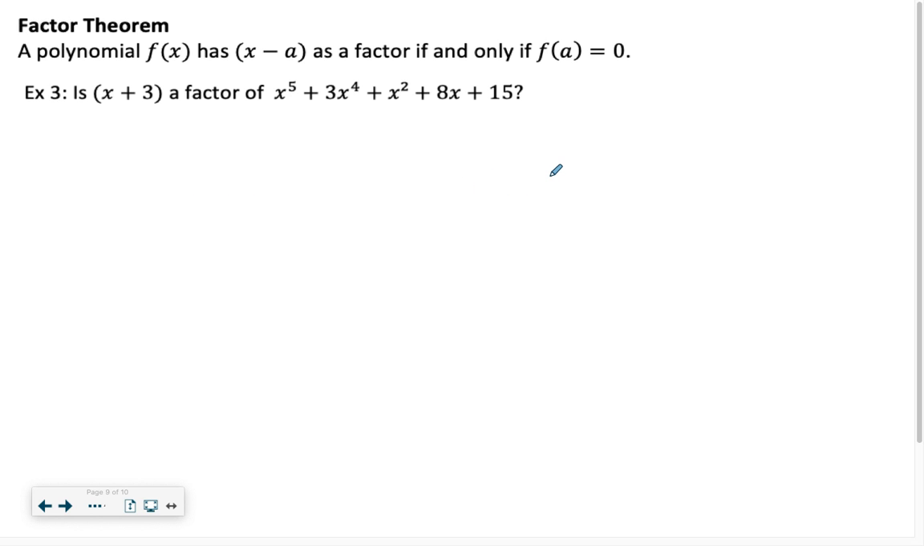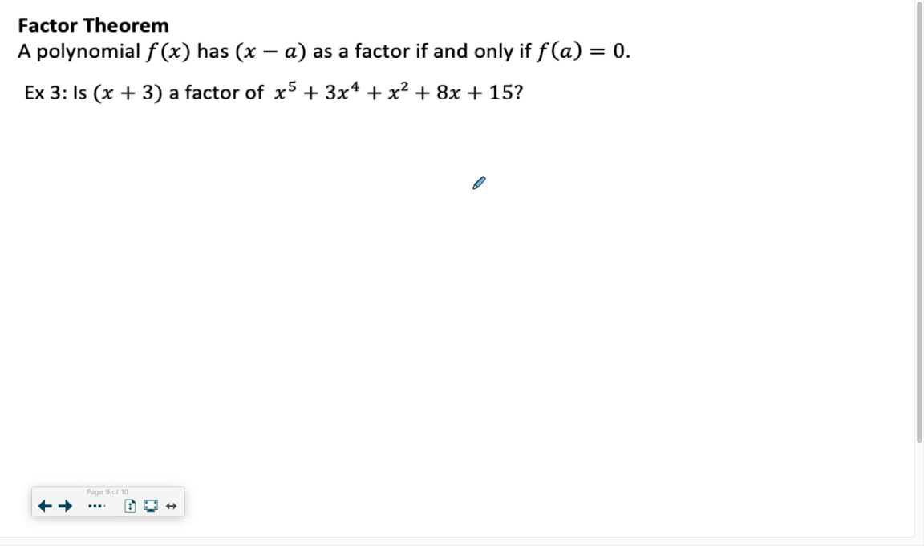Okay, so the last idea then is kind of just what we talked about, right? A polynomial is a factor if and only if f of a equals 0. So we want to know, is x plus 3 a factor of x to the 5th plus 3x to the 4th plus x squared plus 8x plus 15?